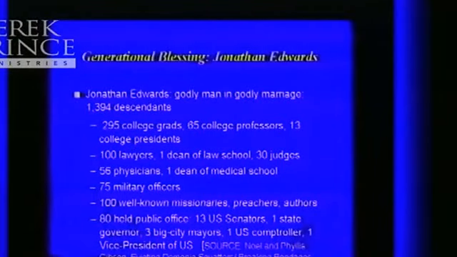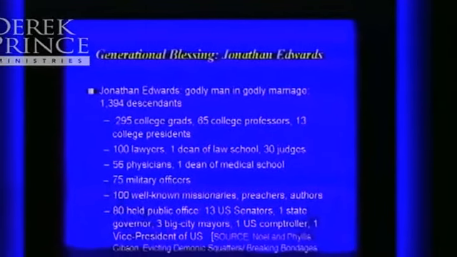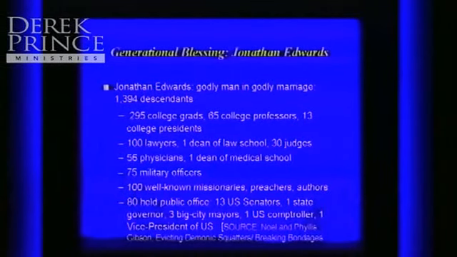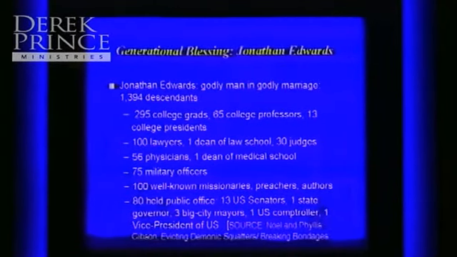Jonathan Edwards had about three times as many kids as Max Jukes: 295 college grads, 65 college professors, 13 college presidents, 100 lawyers, the dean of a law school, 30 judges, 56 physicians, the dean of a medical school, 75 military officers, 100 missionaries, preachers, and authors, and 80 who held public office: senators, a governor, mayors, a comptroller, and a vice president of the U.S.